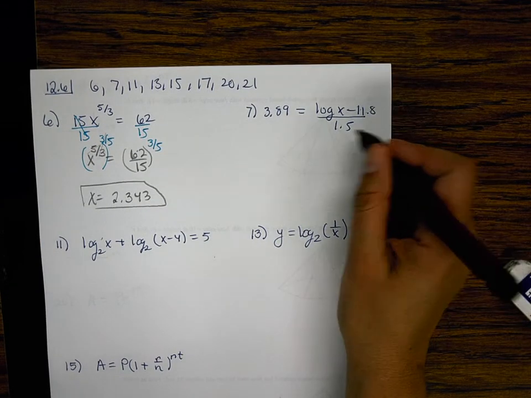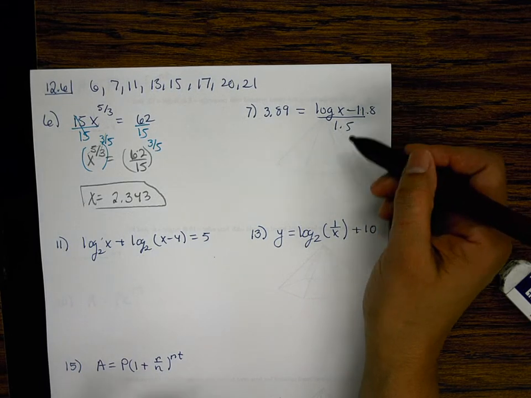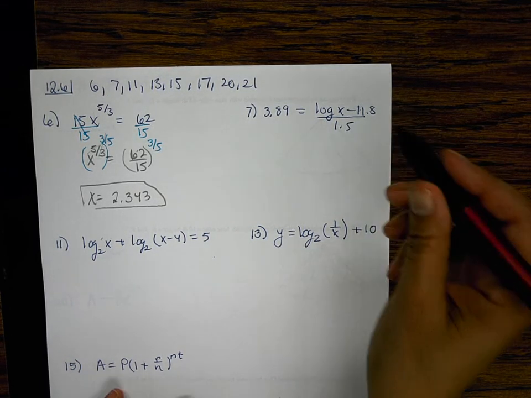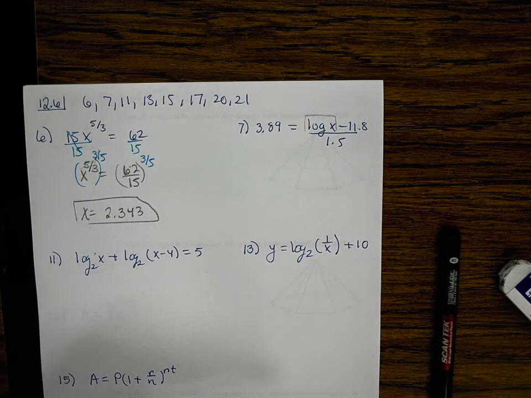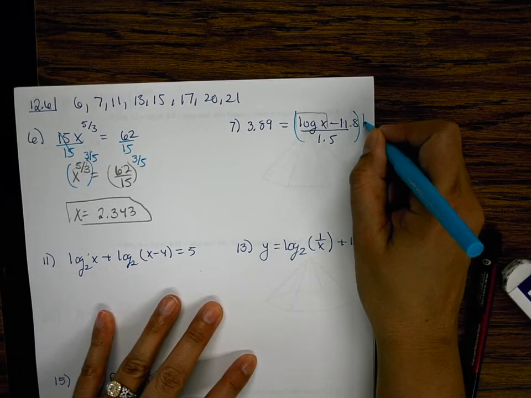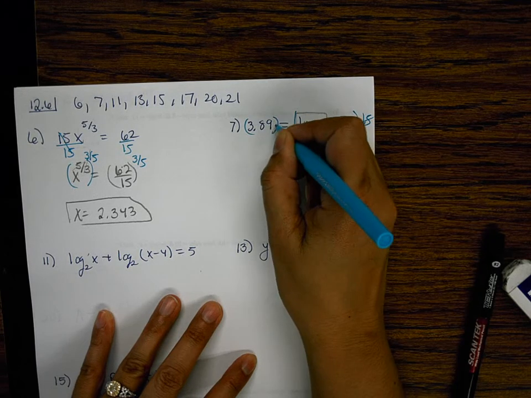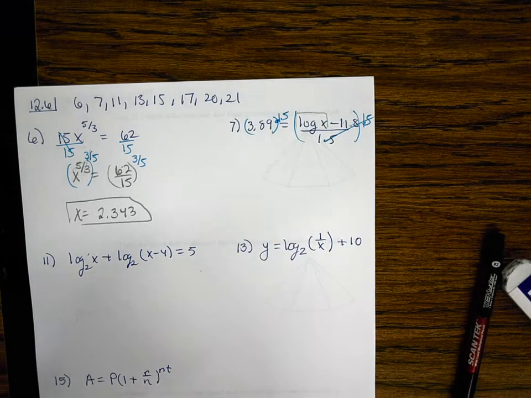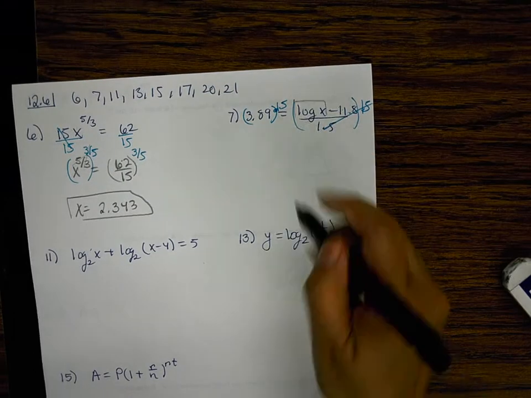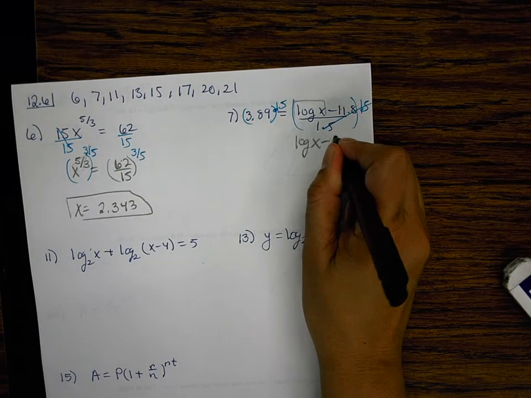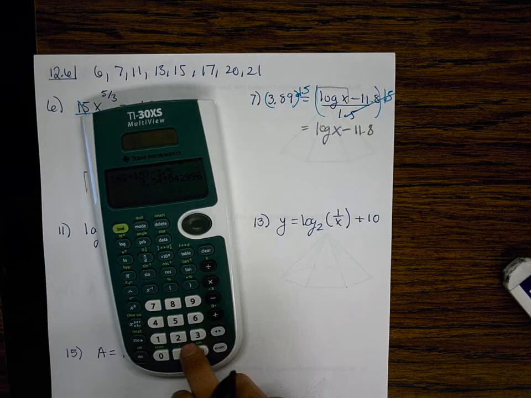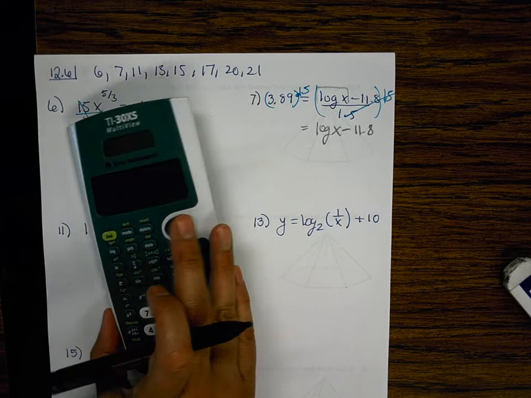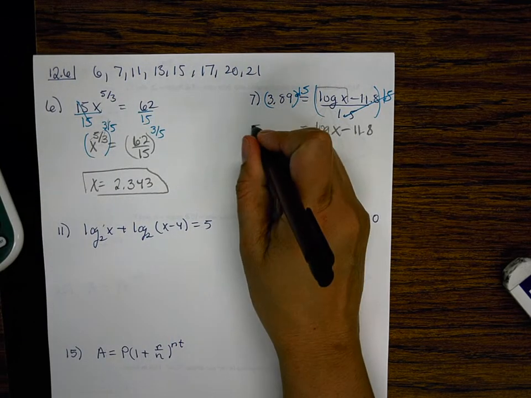Solve for x. X is with the log, so I know I'm going to either drop the log or do a wraparound depending on the problem. But I want to get this log right here by itself first. So I'm going to multiply both sides by 1.5. And that's a multiplication. It'll kind of look like a power. It was not intended. Log of x minus 11.8 equals, plug that in your calculator, 3.89 times 1.5 equals 5.835.